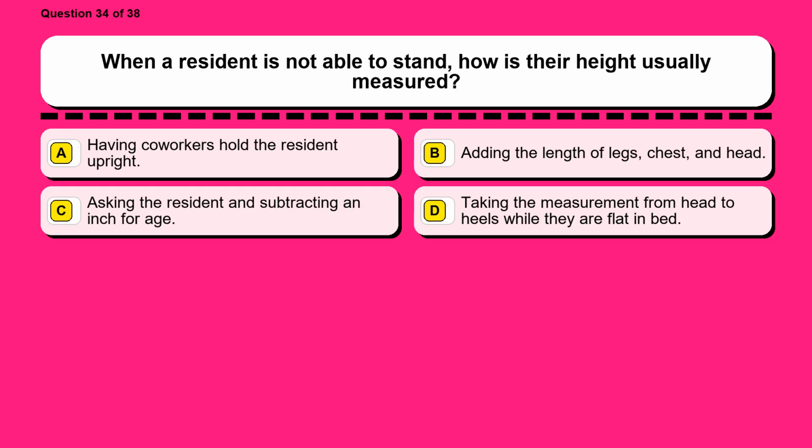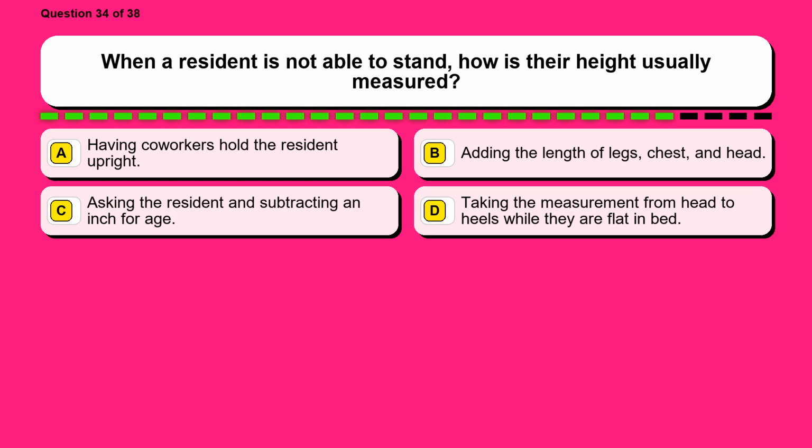Question 34. When a resident is not able to stand, how is their height usually measured? Option A. Having co-workers hold the resident upright. Option B. Adding the length of legs, chest, and head. Option C. Tasking the resident and subtracting an inch for age. Option D. Taking the measurement from head to heels while they are flat in bed.